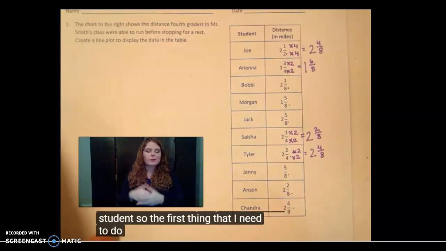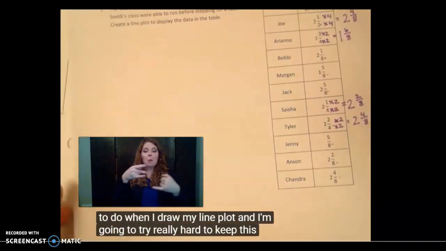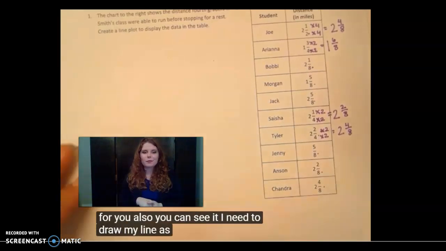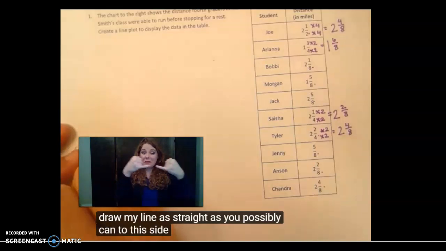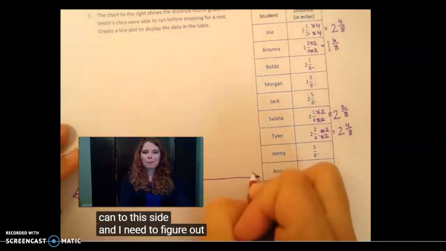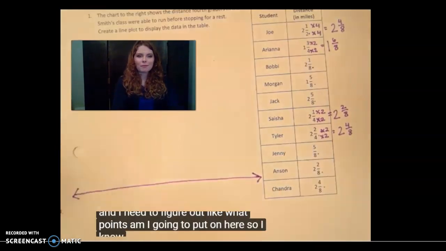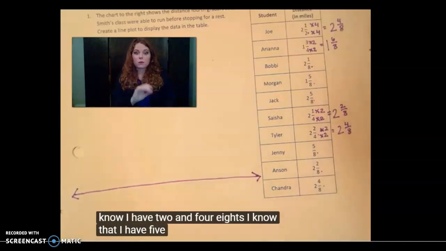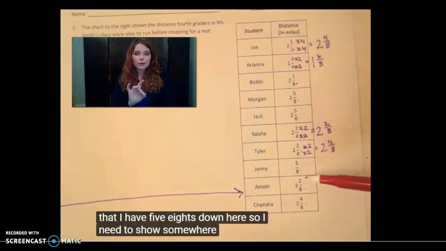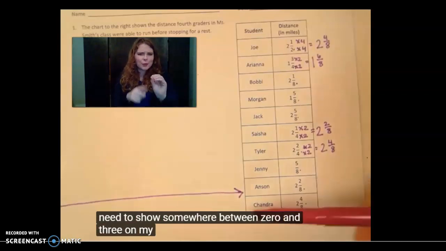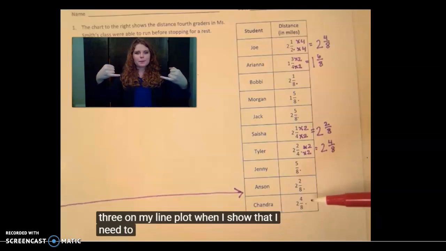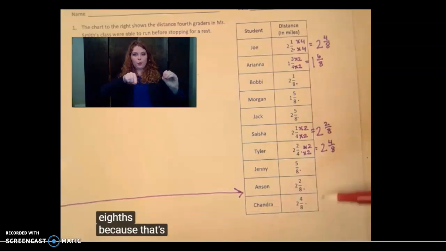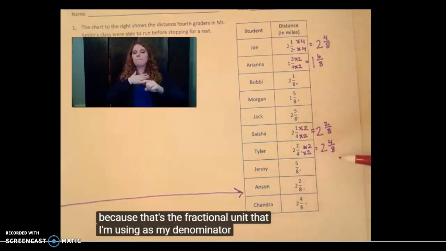So the first thing that I need to do when I draw my line plot, and I'm going to try really hard to keep this data on there for you all so you can see it, is draw my line as straight as I possibly can to the side. And I need to figure out what points I'm going to put on here. So I know I have 2 and 4/8. I know that I have 5/8 down here, so I need to show somewhere between 0 and 3 on my line plot. When I show that, I need to make sure that I'm putting marks in between each point to represent eighths, because that's the fractional unit that I'm using as my denominator.